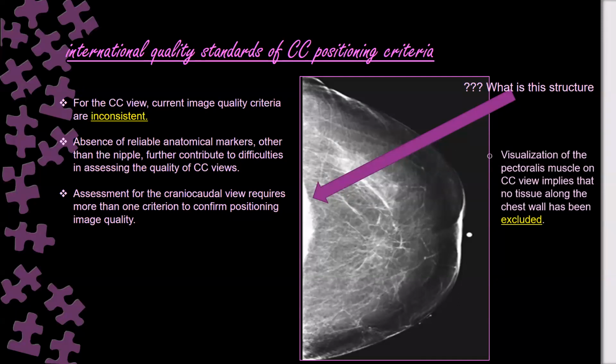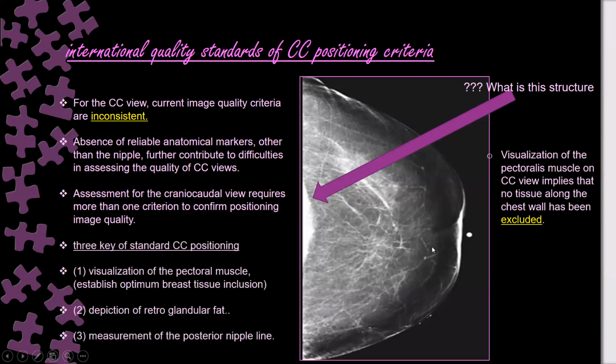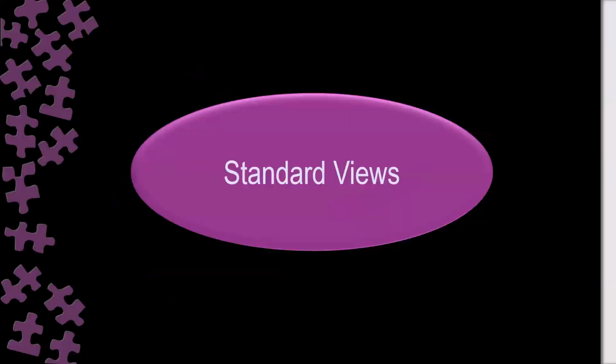So we need to have other criteria to evaluate the CC view. If it is glandular tissue, we look for the retromammary fat. If it is fatty tissue, or I could not visualize the retromammary fat, then I will use the posterior nipple line. We'll go through it in detail in the next lecture, inshallah. Don't worry, Sumaya.